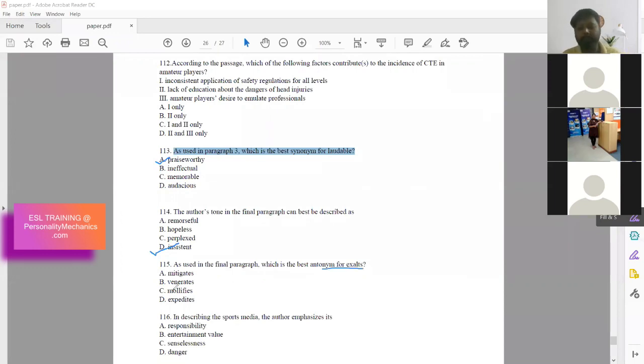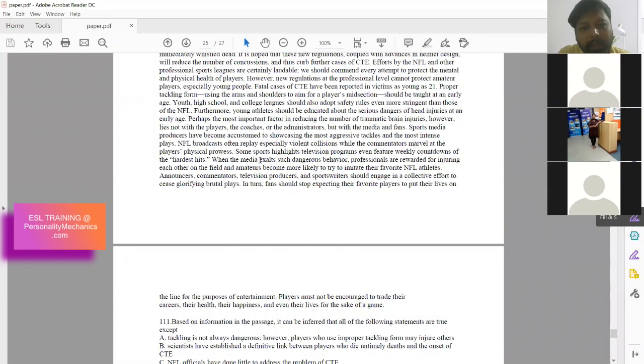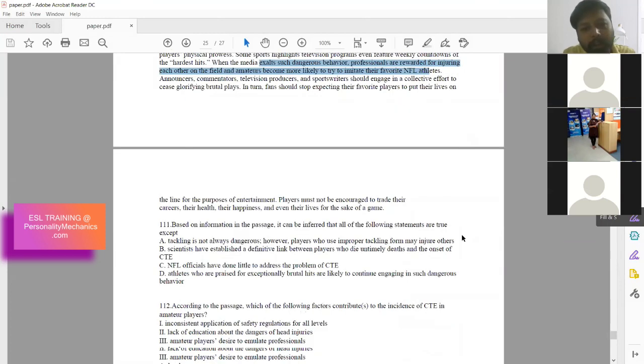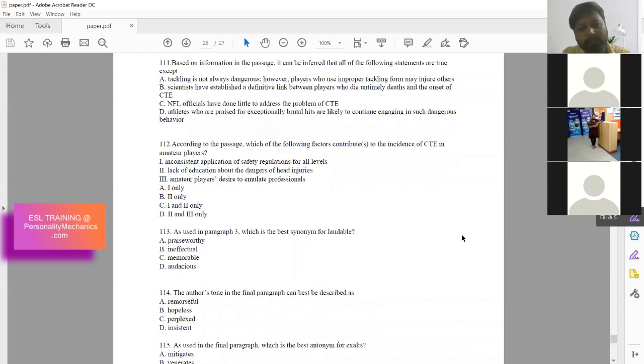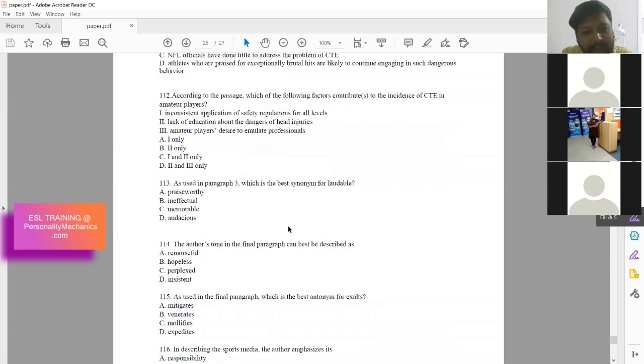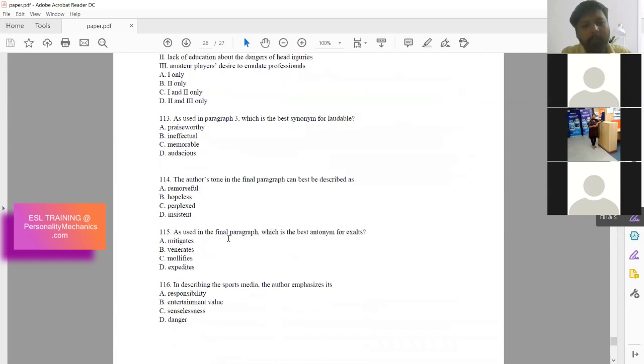Okay, what do you think? What is the best antonym for exalt? When the media exalts such dangerous behavior, professionals are rewarded for injuring each other. So when media exalts, that is, it talks about, it boasts about, it takes it to the next level, it overboasts about something. When media exalts, then what is it that you would want to say as the antonym, I believe? Yeah. What is the antonym of this? The reverse meaning. Venerate is to also overtly talk about something.